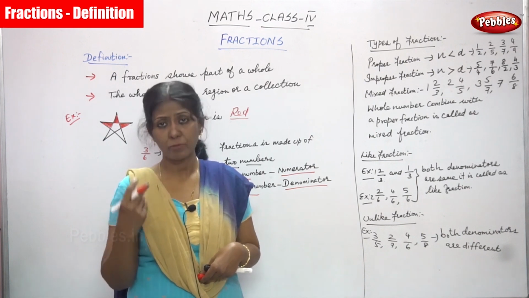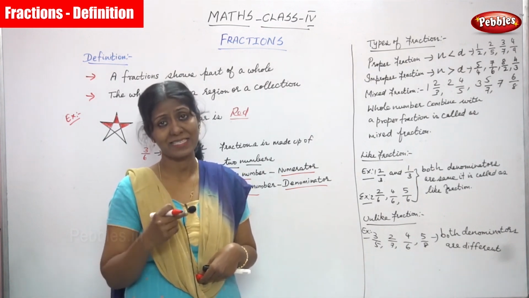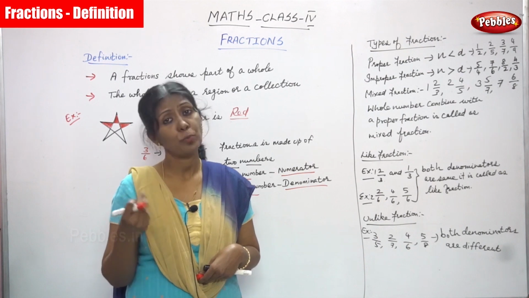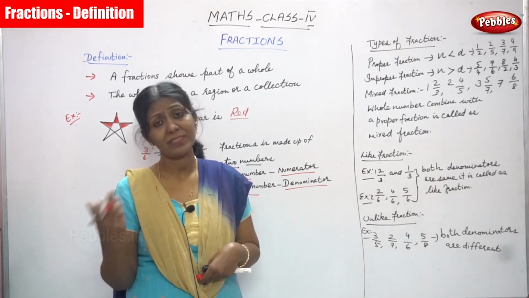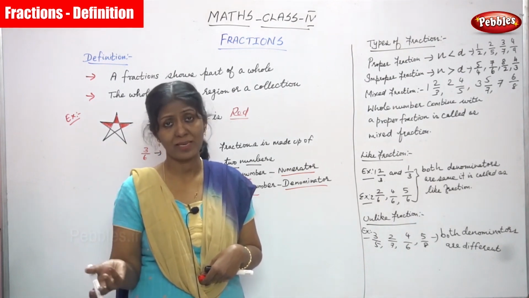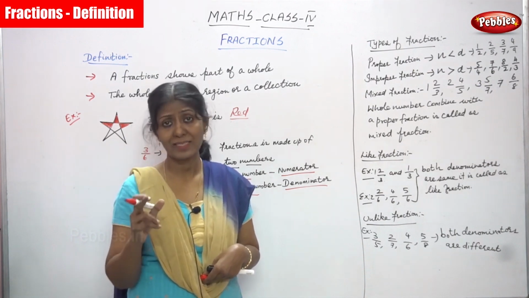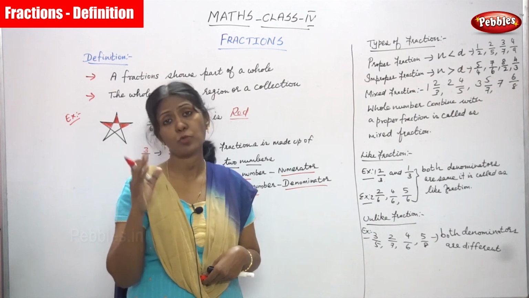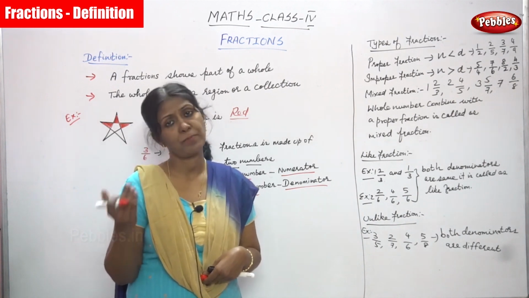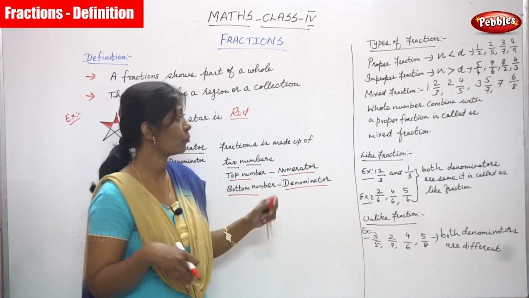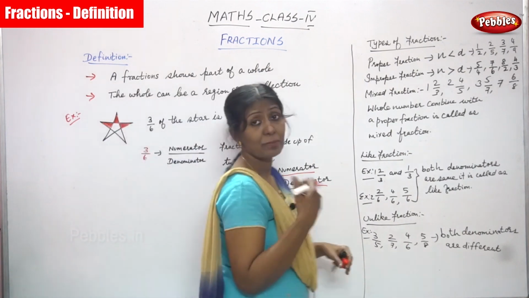A fraction is made up of 2 numbers. 3 by 6 is an example, or 4 by 5, or 2 by 7, or 5 by 8, whatever fraction you have taken, it is made up of 2 numbers. One is a numerator, the other is a denominator. Always the top number is the numerator and the bottom number is the denominator. So don't forget this concept. It's a very basic concept.